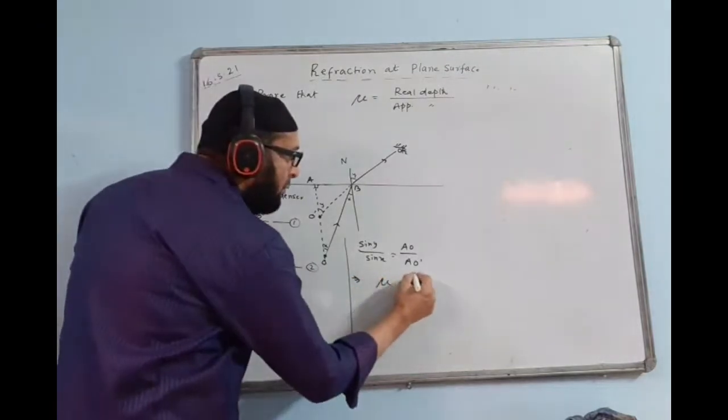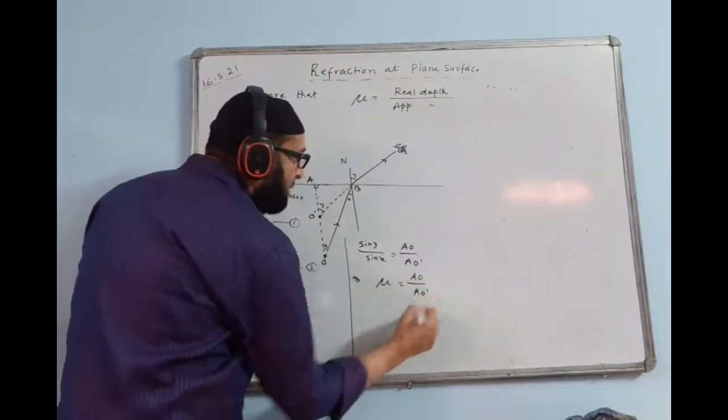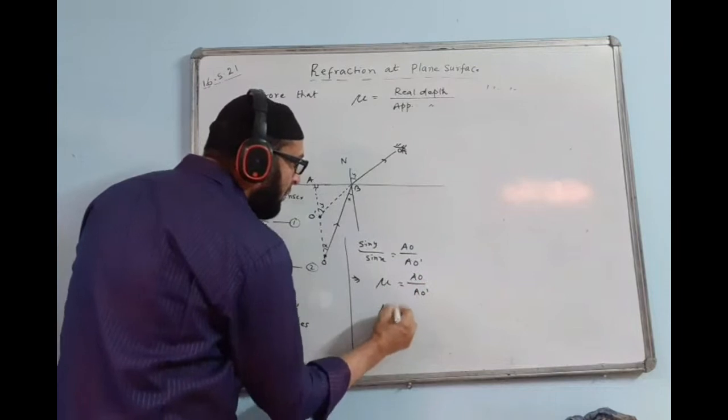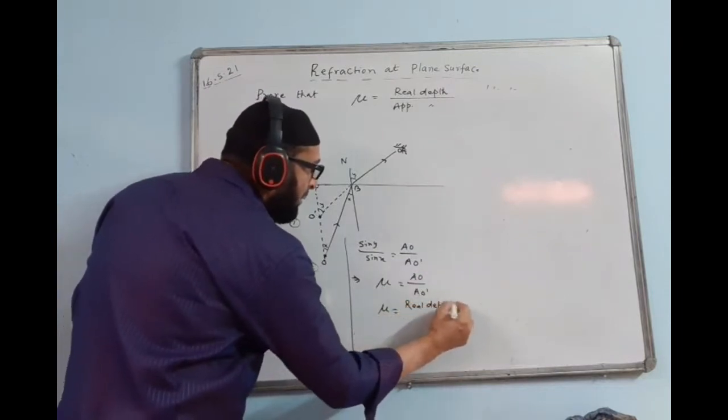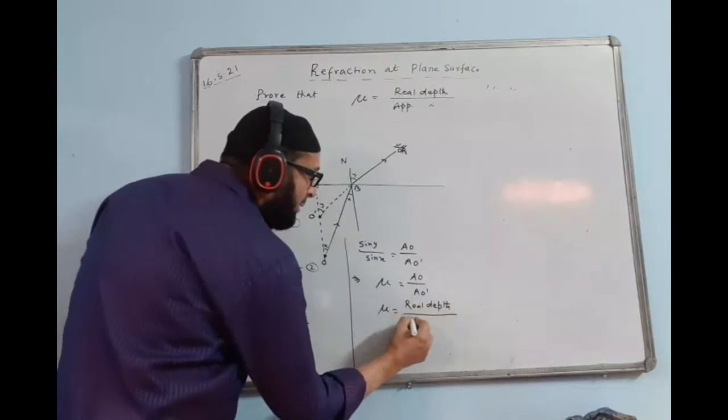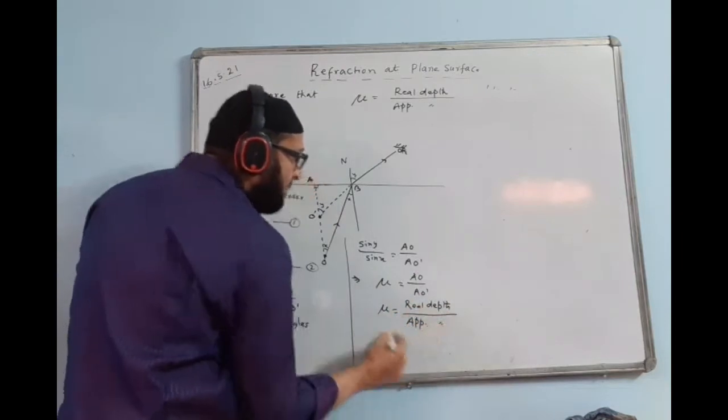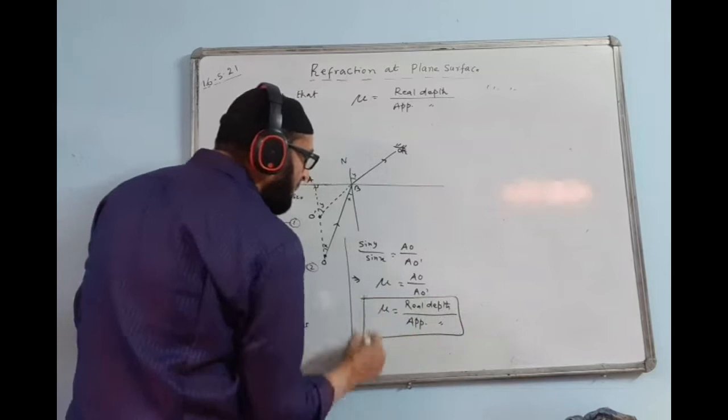This becomes mu and write as AO by AO dash. That means mu is equal to AO, the real or actual depth, write down real depth, and AO dash is the apparent depth. So this is a formula. This becomes a formula.